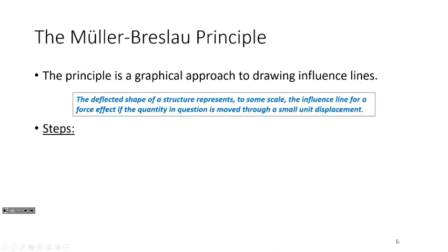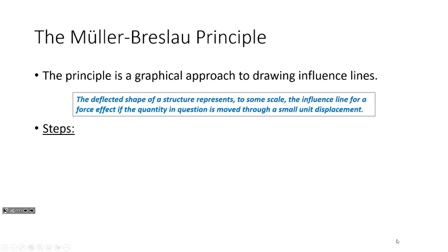Okay, so here's the Mueller-Breslau principle. This is what it says. It says that the deflected shape of a structure represents to some scale the influence line for a force effect if the quantity in question is moved through a small unit displacement. And I'll show you what I mean with my high-tech display here in a second. So I brought the hotness here. Let's see what I mean.